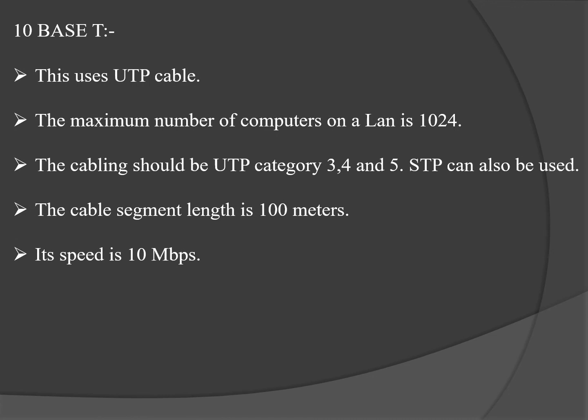STP can also be used. And since we are using UTP here, the maximum distance that we can cover is just 100 meters. The maximum number of computers on a LAN is 1024. The cabling should be UTP category 3, 4 and 5. STP can also be used. UTP is unshielded twisted pair and STP is shielded twisted pair. The cable length is 100 meters and its speed is 10 megabits per second.